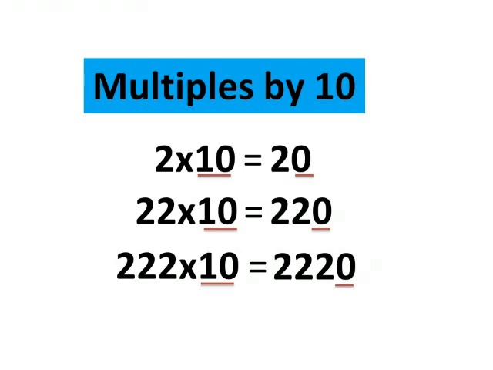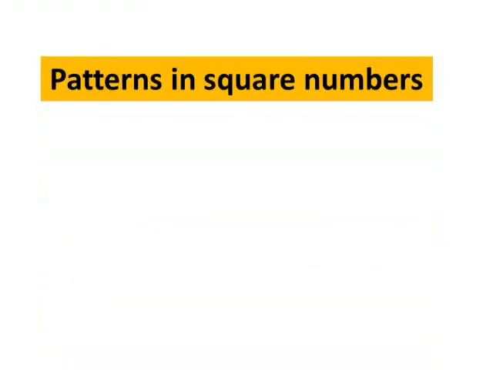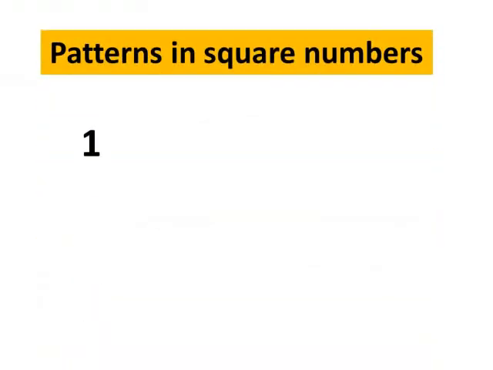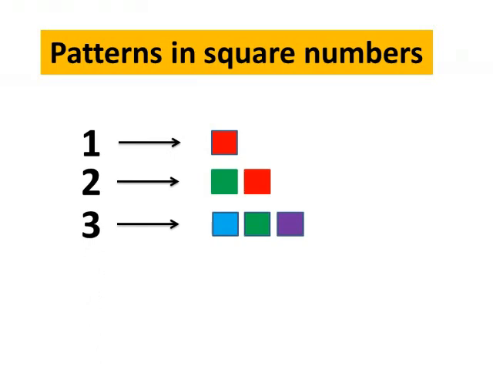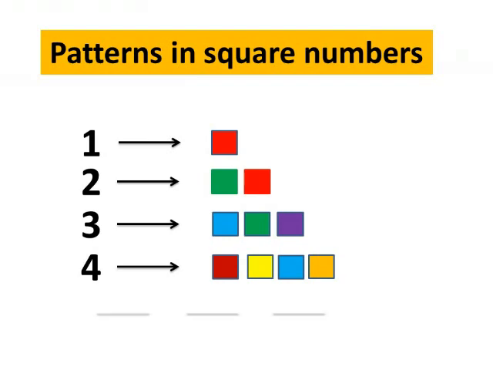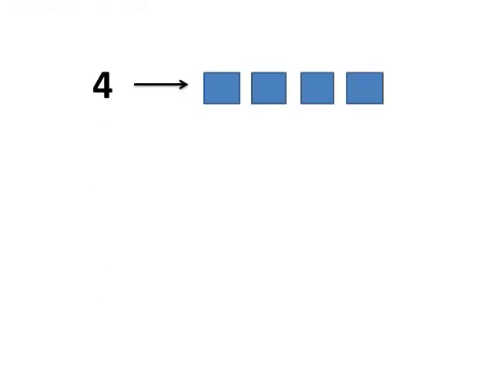Let us try to understand patterns in square numbers. Let us take 1. It can be represented by 1 unit square, 2 with 2 units square, 3 with 3 units square, 4 with 4 units square, and so on. For example, 4. It can be represented by 4 units square. Let us try to arrange the 4 units square into different shapes, as many as possible.